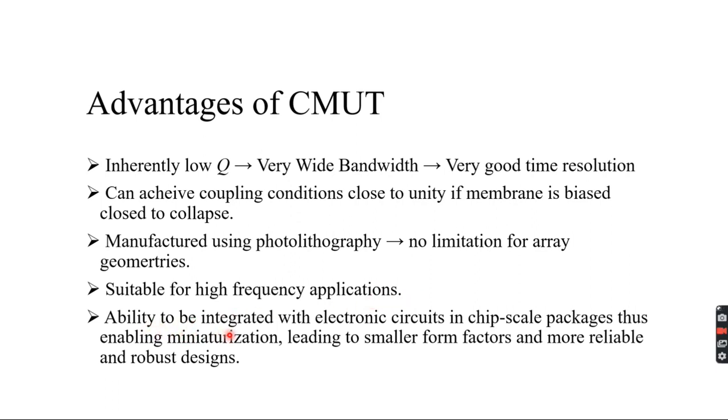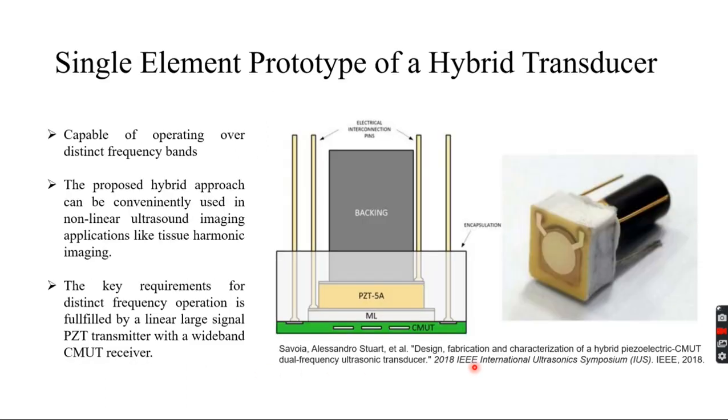CMUTs are more amenable to interfacing with electronics. So in short, they can be integrated with electronic circuits in chip scale packages, enabling miniaturization, leading to small form factors and more reliable and robust designs.